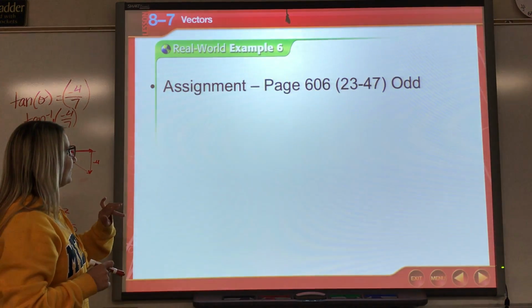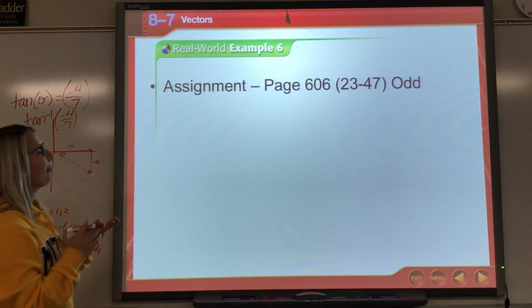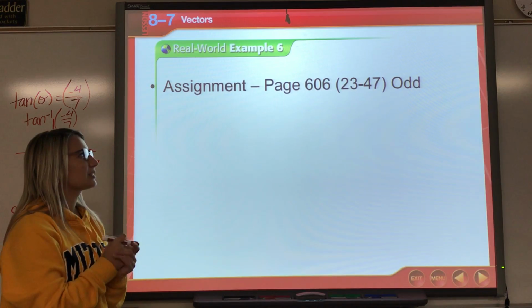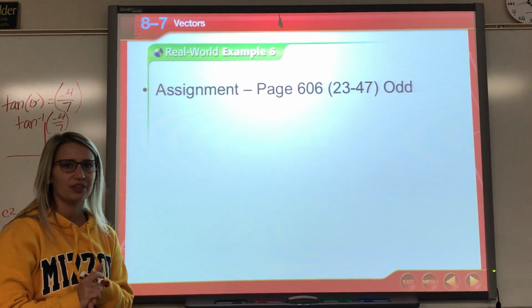Okay, so hopefully that wasn't too much. Hopefully I did okay at explaining it all. We're going to do page 606, 23 through 47. It's a little bit shorter because remember we skipped those first examples.